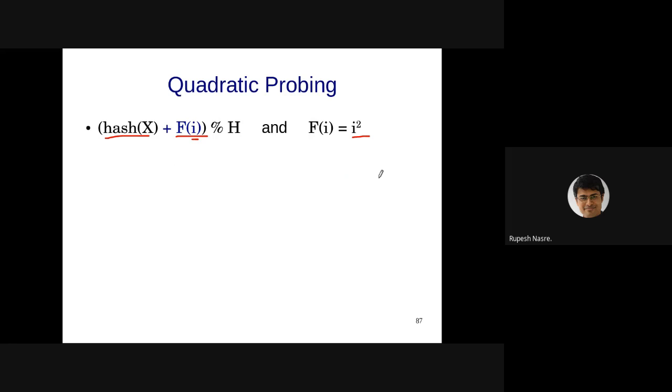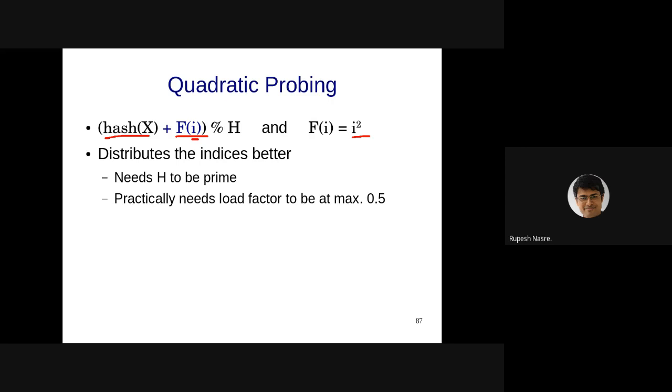So f of 1 is 1, f of 2 is 4, f of 3 is 9, and so on. If I do that, then I'm going to leave some holes. After 1, I'm going to look for hash of x plus 1. Then I'm going to look for hash of x plus 4, and then hash of x plus 9, and so on. That is going to leave some holes, and that might turn out to be better with respect to the distribution of indices. In general, if h is prime, then it's going to help us much better.